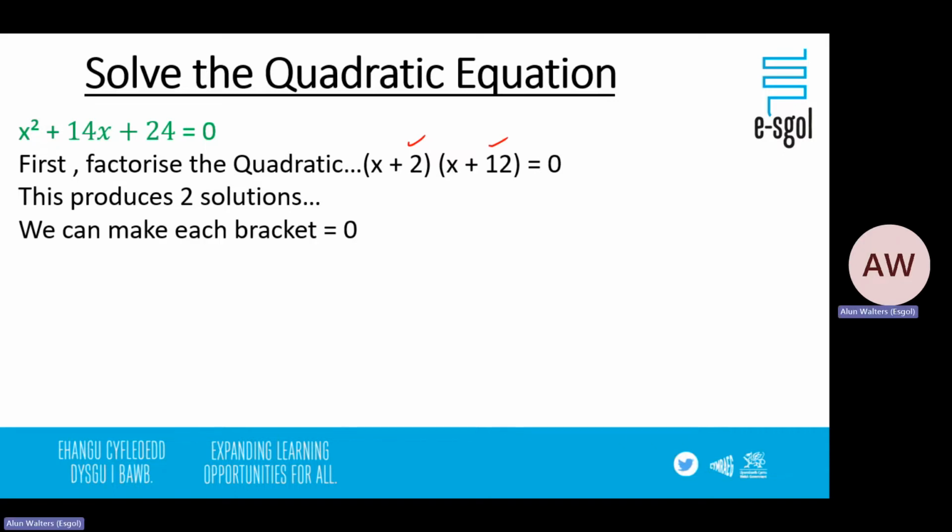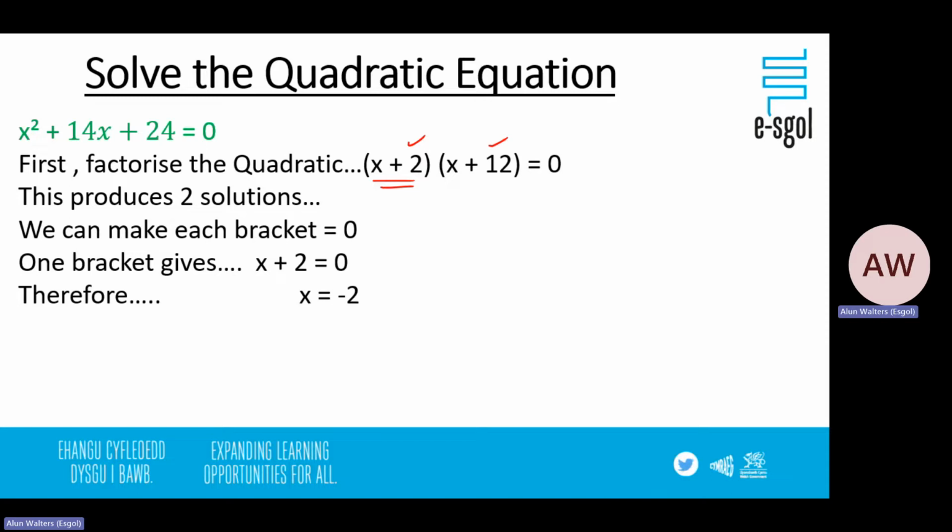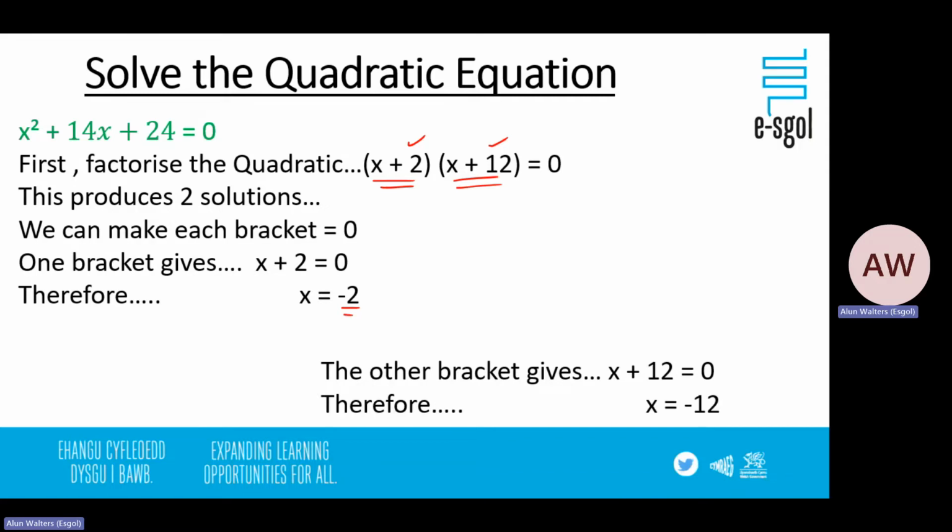Right, so the first bracket is equal to 0. So this bracket, I'm going to make that equal to 0. So I'm going to write down x plus 2 is 0. So therefore, x is minus 2. That is one answer. I can get an answer of 0 by making the second bracket equal to 0. So I say x plus 12 is equal to 0. Hence I got an answer of x is minus 12. Now I need these 2 answers to get my third mark.